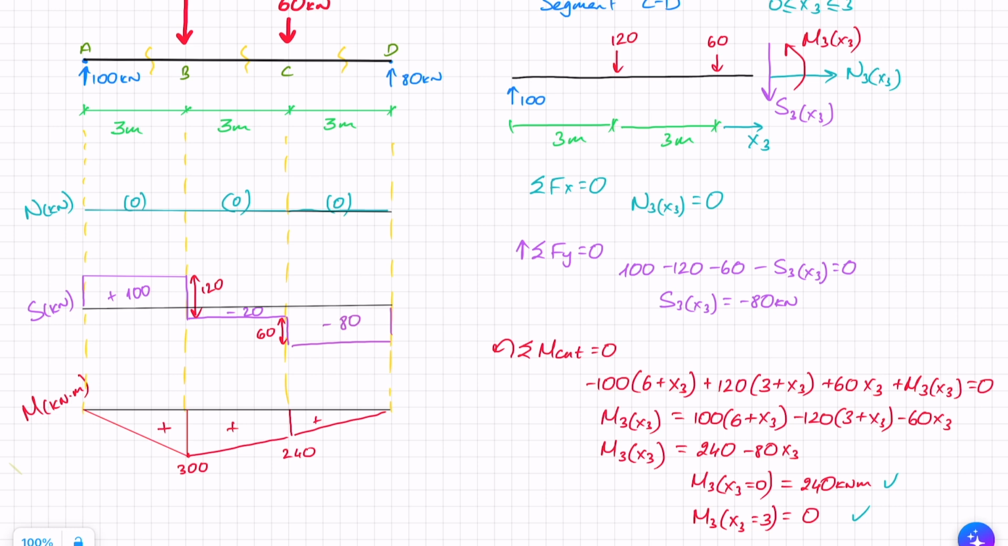Once again, with the moment, I assumed that tension was at the bottom. My results started off as positive and then went to 0, meaning that the direction I assumed was correct, meaning that tension was at the bottom of the beam, and therefore I drew this at the bottom of the beam.